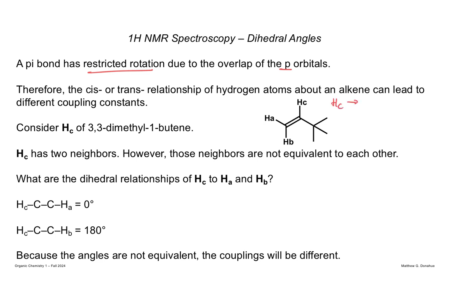HC to HA is called cis. HC to HB is called trans, where the cis angle is 0 and the trans angle is 180 degrees. And so that's recapped down here. 0, 180 degrees.